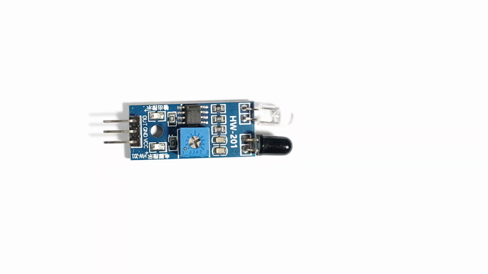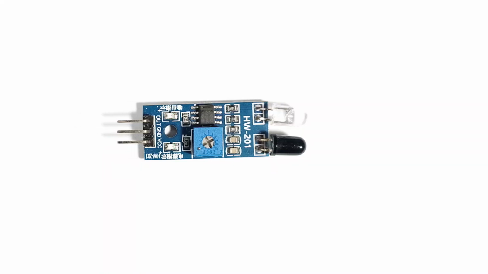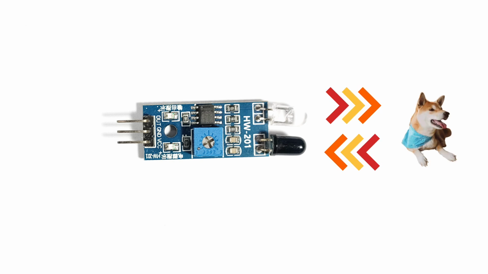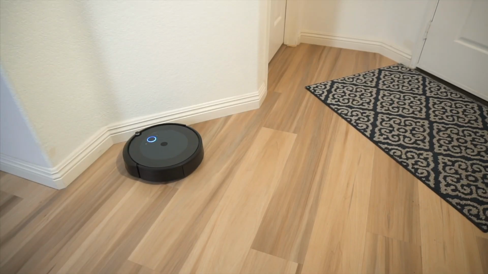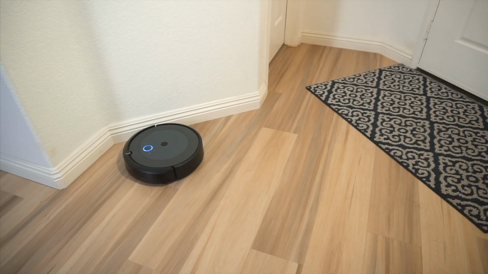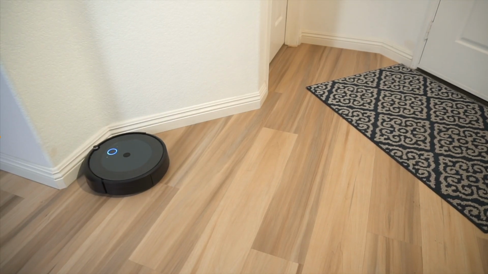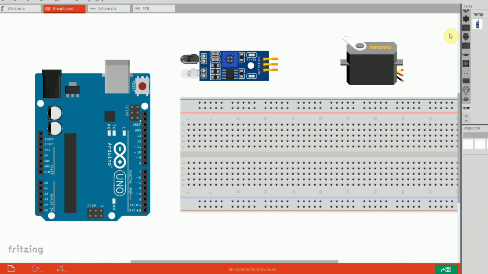The HW-201 is an infrared obstacle avoidance sensor. It works by emitting infrared light and detecting whether the light bounces back, which indicates the presence of an object. If the IR light is reflected back to the sensor, it means there's an object in front of it, and it sends a signal to the Arduino. These sensors are commonly used in robots for object detection and collision avoidance. With those explanations in mind, let's start wiring the components.